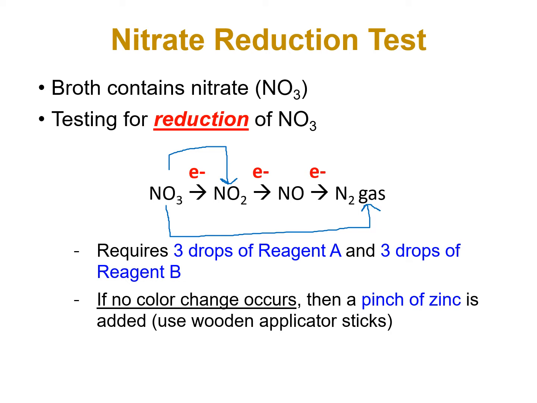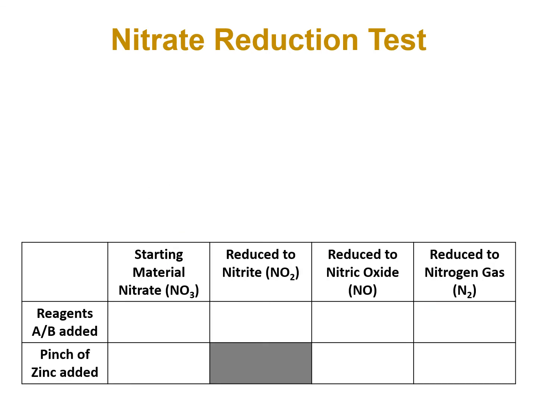So we'll go ahead and take a look at the results together. Okay, so here's a table to make it a bit easier for you, because the results for the nitrate reduction test could be a bit confusing, because one color could mean 2 things, okay? So one color that you get might mean 2 things, and it depends on when you get to see this color. So let me show you to make more sense of what I'm saying.